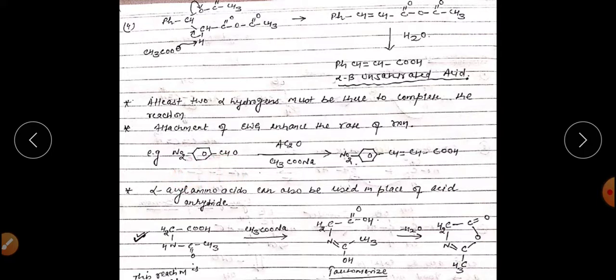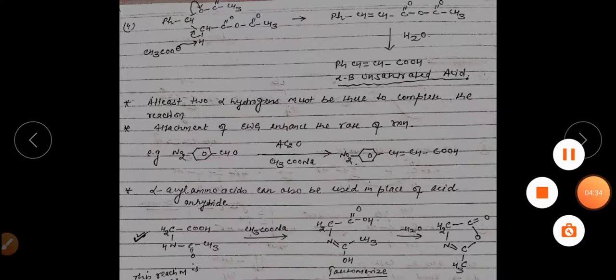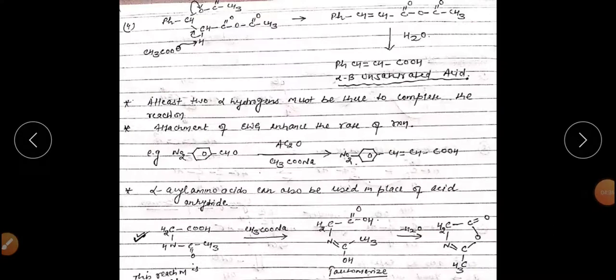The third important point about the reaction is that if we are having particularly this one, alpha acyl amino acid, means if we don't have acetic anhydride or any other anhydride, at that time we can also choose alpha acyl amino acid. And how this will react, I'm showing it through this particular slide, that this is your alpha acyl amino acid.